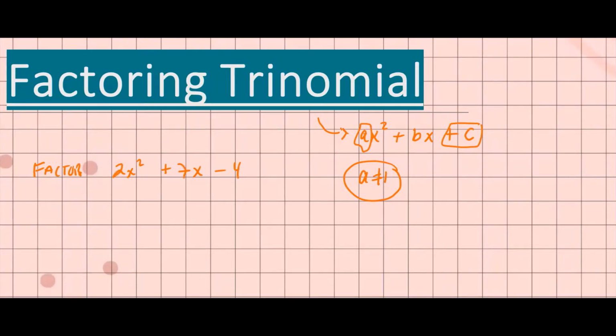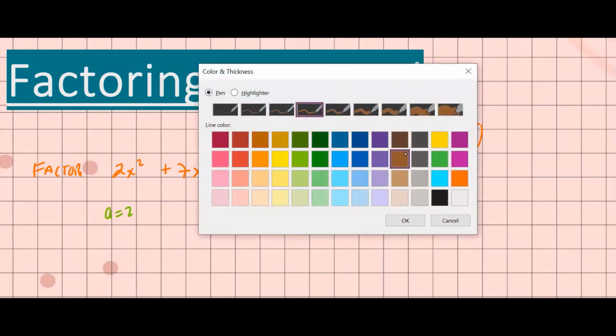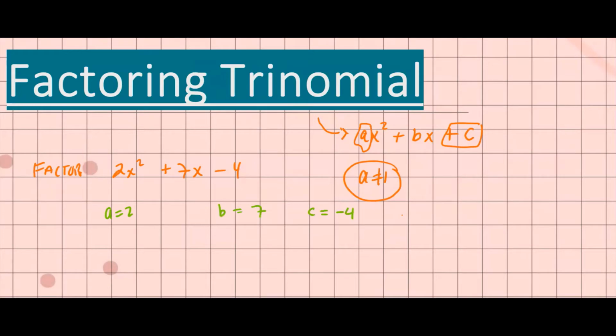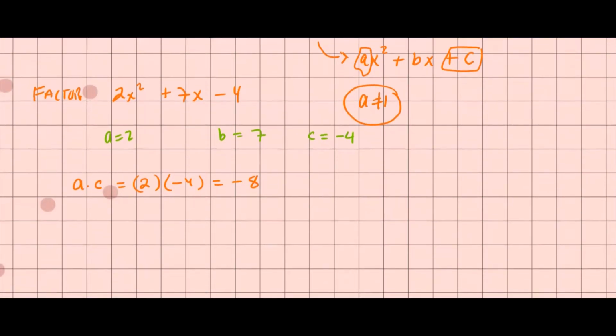Now you can clearly see that your a is 2, your b is 7, and your c is negative 4. The way this method works is you take your a and c and multiply them together, so a times c. In this case, that's 2 times negative 4, which is negative 8. Now you need to figure out two numbers that multiply to negative 8 and at the same time also add up to this coefficient right here.